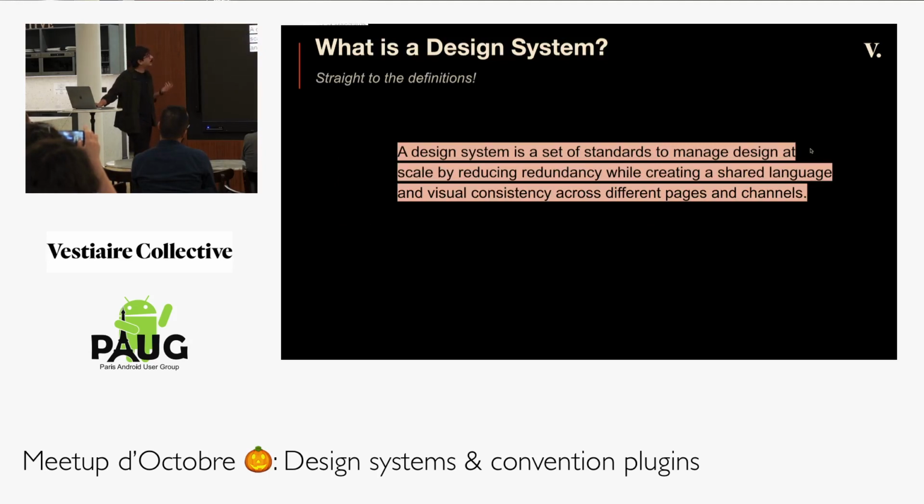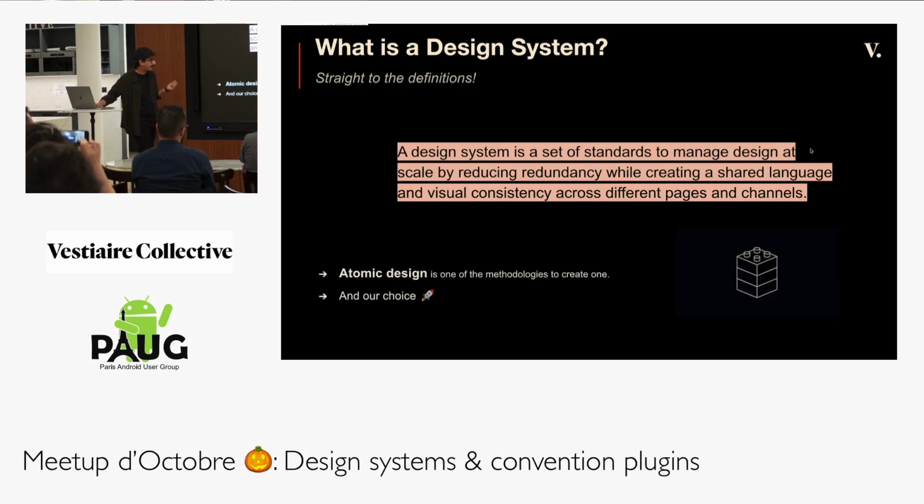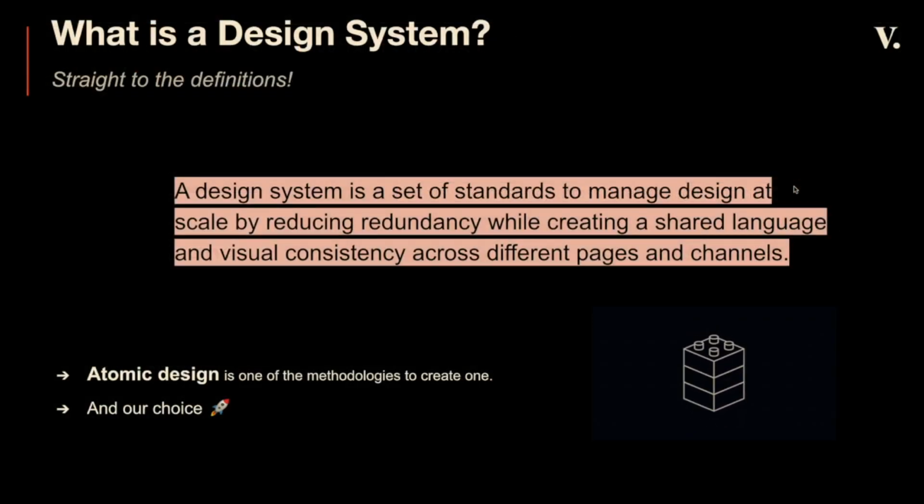So what is the definition of a design system? A design system is a set of standards to manage design at scale, by reducing redundancy while creating a shared language and visual consistency across different pages and channels. So very similar to Lego blocks, it's a set of pieces that can be repurposed in nearly infinite ways.